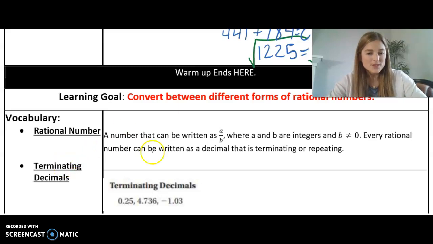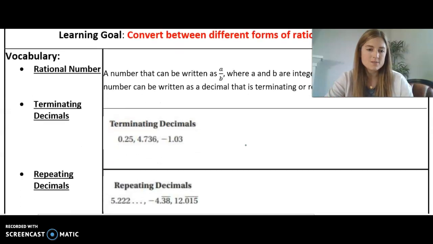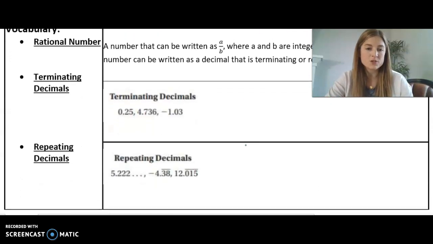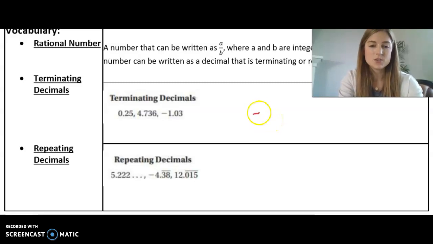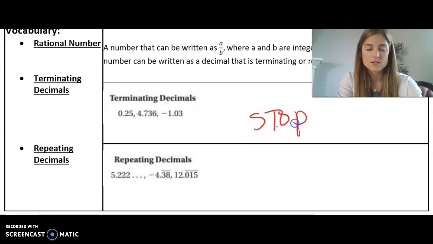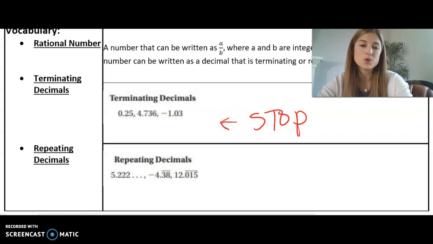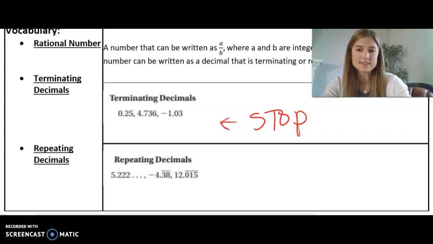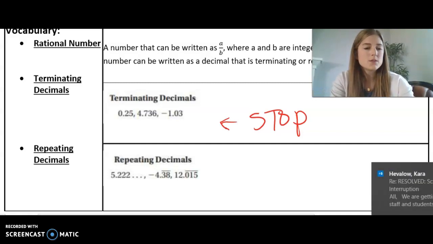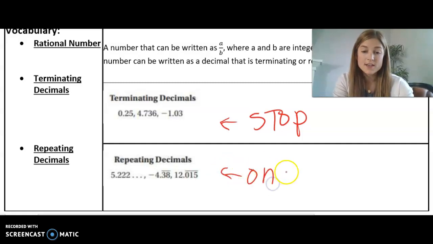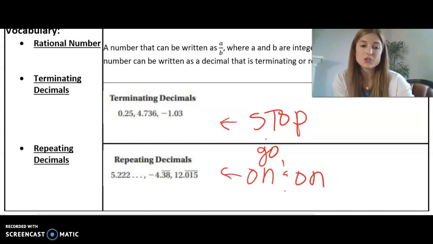So rational numbers, I have faith that you can read the definition. Terminating decimals, know that those are ones that stop, have an end to it. So 0.25, you know that the next number is 0. Repeating decimals, that means they go on, and on. So there is no end.